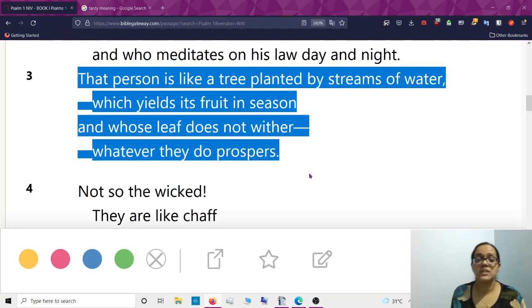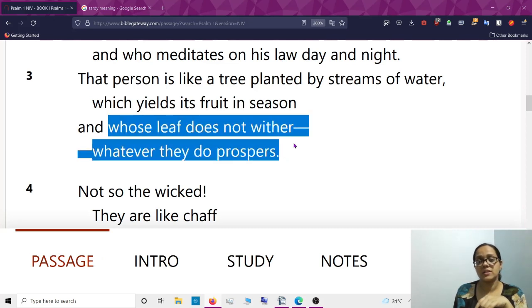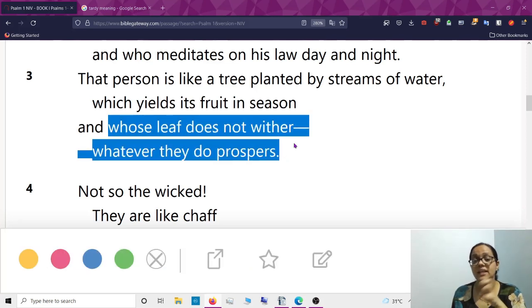This is a Bible verse. The person is like a tree planted by streams of water, which yields its fruits in season and whose leaf does not wither. Whatever they do prospers. Sometimes in visions we can see your life or our life compared to dry leaves, which means withered leaves, like which won't prosper. So there is no prosperity. That's the representation. So you can pray at that time.